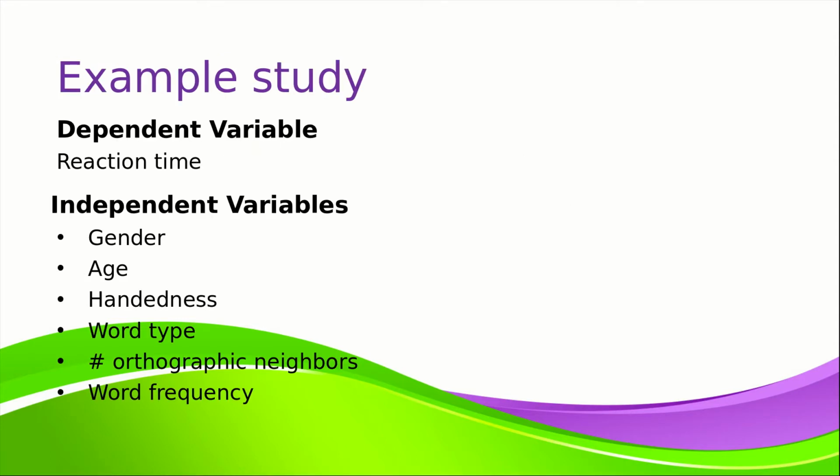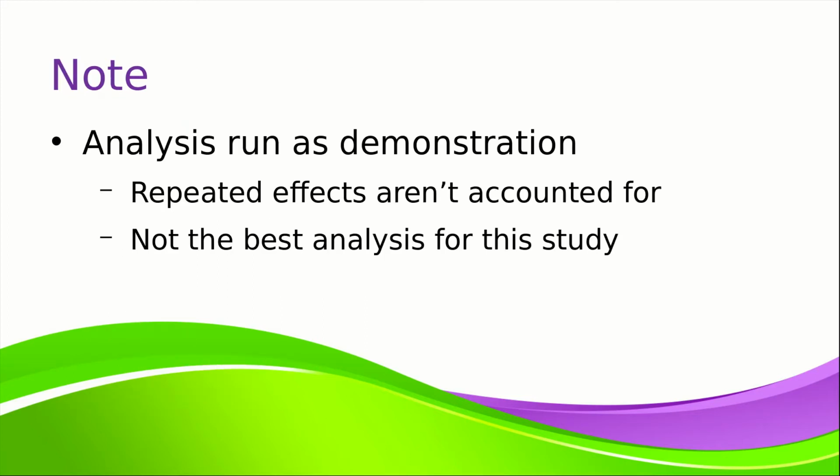The study I'm going to look at to explore this uses reaction time as a dependent variable. The independent variables are the gender, age, and handedness of the participants, and the word type, the number of orthographic neighbors, and the word frequency. One thing I want to note is that this analysis is run purely as a demonstration. The repeated effects aren't accounted for, and it's not the best analysis for this study, but it shows what I want to show.